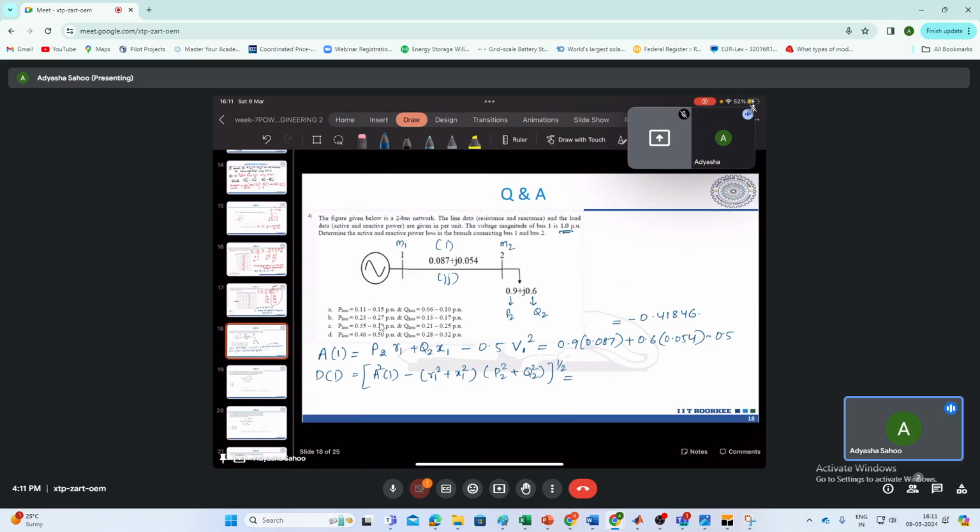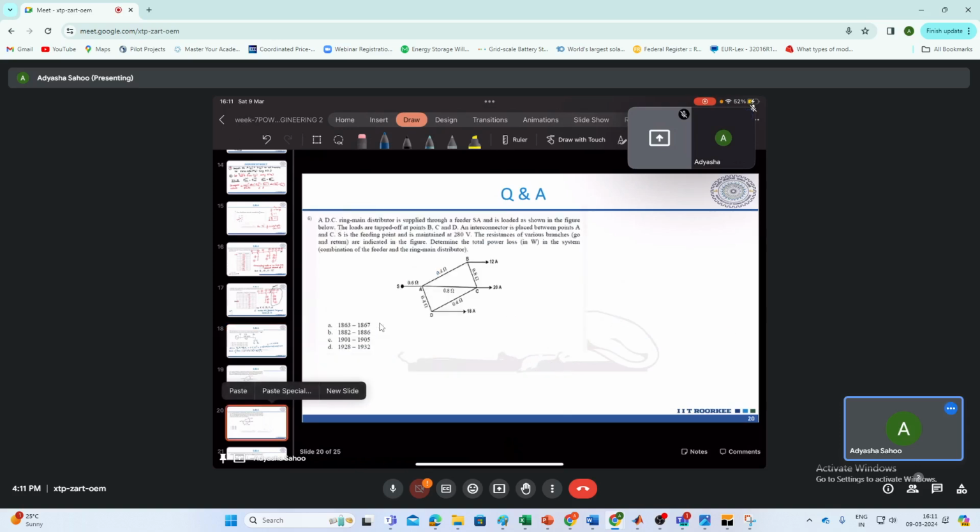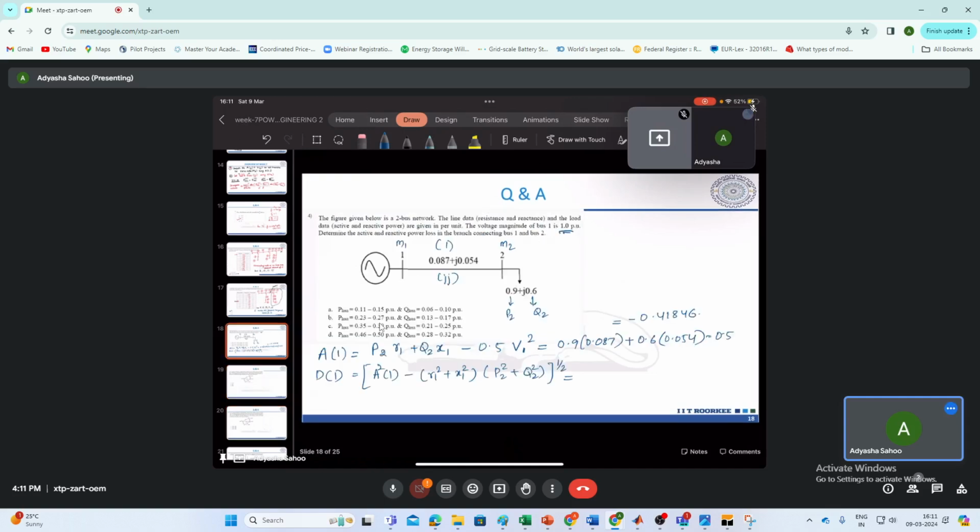So here, if we put the same values, I'll get square root of A1 as 0.846 square, minus R1 square plus 1 square into P2 is 0.9 square plus 0.6 square, whole square root. So this gives me 0.4035343.